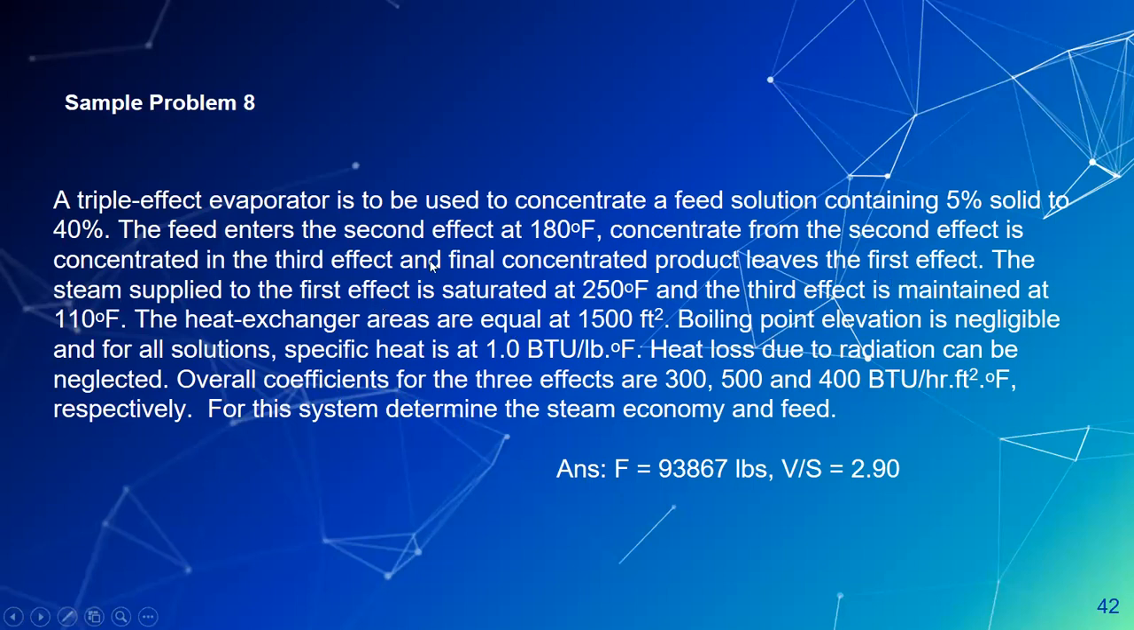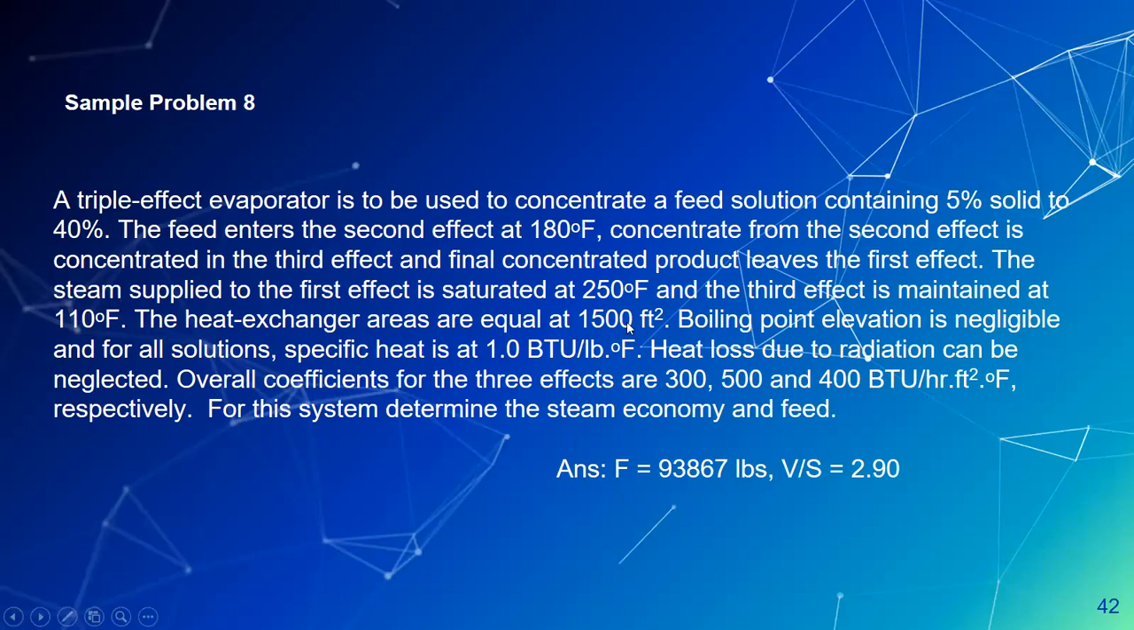So can you imagine this one? The final concentrated product leaves the first effect, contrary to the usual where it leaves the last effect. The steam supply to the first effect is saturated at 250 degrees Fahrenheit, and the third effect is maintained at 110 degrees Fahrenheit. The heat exchanger areas are equal at 1,500 square feet. The heat exchanger areas mentioned here are the calandria inside your evaporators. So that's your heat exchanger areas.